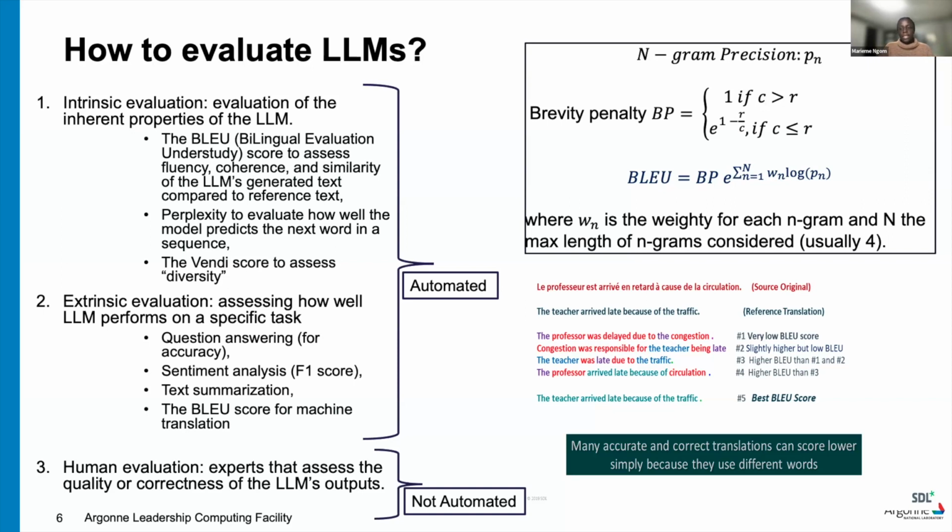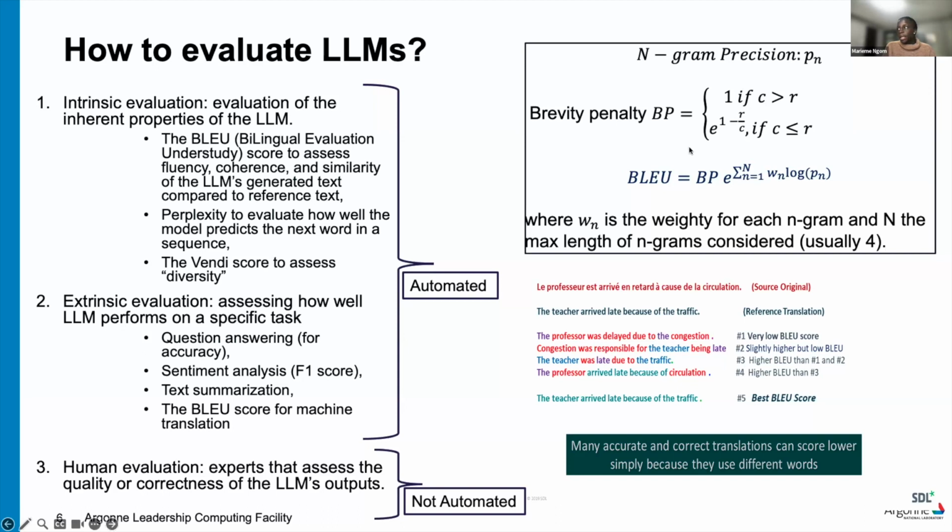You also have what is called extrinsic evaluation, which is when you assess how well your LLM is doing on a specific task. So this can be done through question answering, sentiment analysis, text summarization, or again, the BLEU score. The BLEU score is a widely used metric for evaluating LLMs.